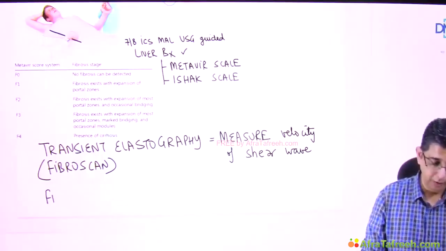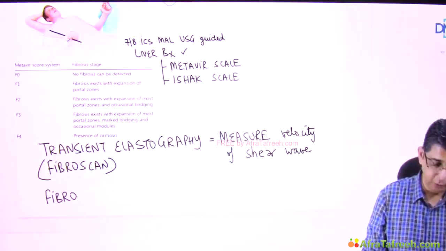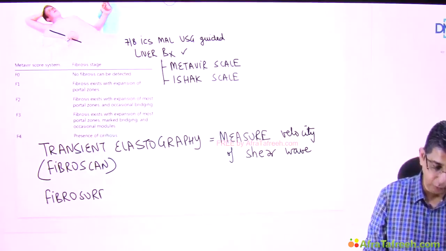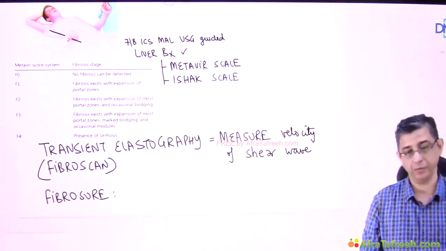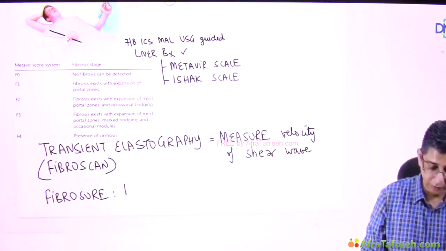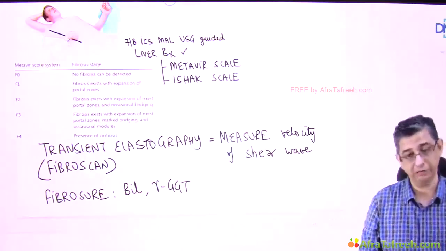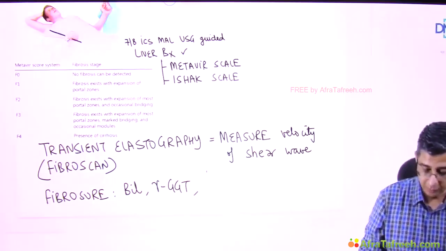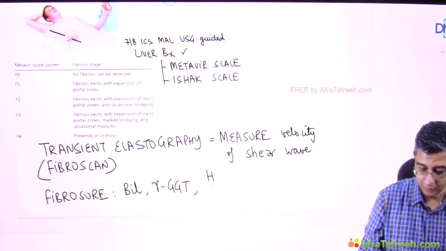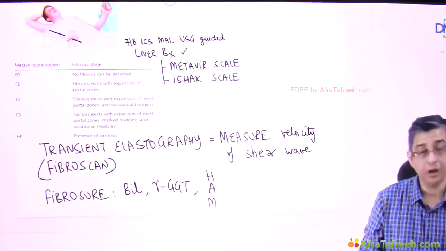Then we also have a blood test available by the name of FibroSure, which will help you non-invasively to identify fibrosis. The accuracy of this will obviously be lesser than the previous ones. The parameters are bilirubin, GGT, or the gamma GGT that we use in fatty liver. And then there are three which can be remembered by a mnemonic, HAM.